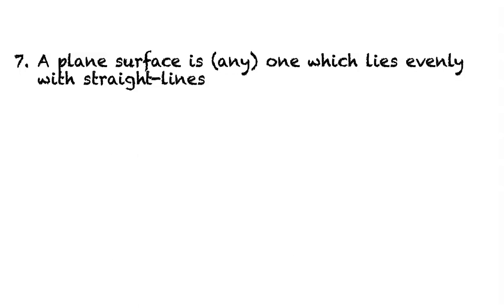7. A plane surface is any one which lies evenly with the straight lines. Well, we've seen similar before. First, plane surface is just one type of the surfaces, and Euclid used similar wording as he defined straight lines. And modern geometry would probably say something like, any three non-collinear points completely determine a plane. Now we're moving on to the idea of angle.